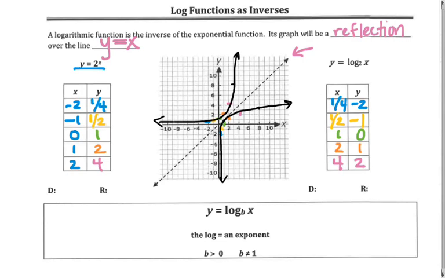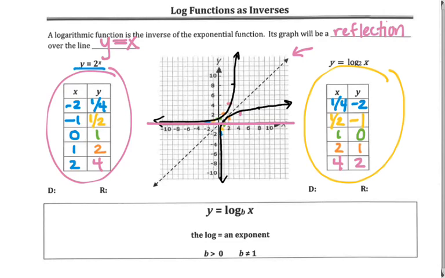Notice how in the exponential graph that we graphed with this table, we had what's called a horizontal asymptote at the x-axis. When we graphed its inverse using this table, we had a vertical asymptote, and the asymptotes will never be touched or crossed. So keep that in mind when you're drawing in your graphs, because sometimes people like to cross those lines and we're not supposed to. All right, so what about domain and range?